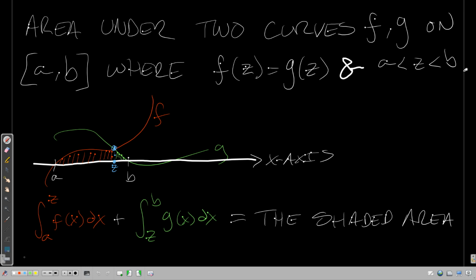If I want to talk about the area under two curves, it's the region that's under both curves.